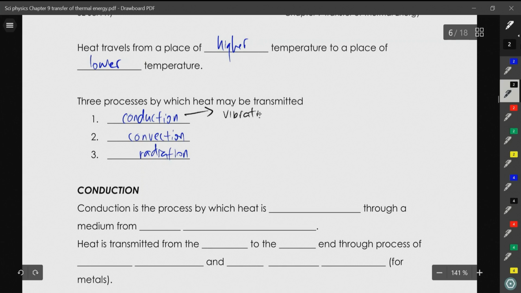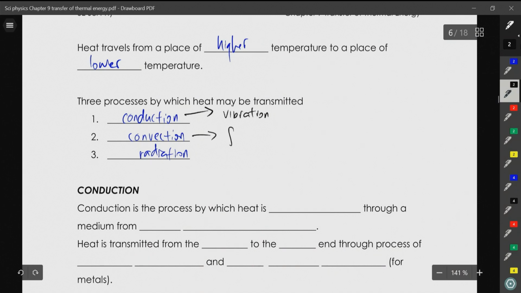Now you may want to make a side note: conduction has to do with vibration. As long as you have particles vibrating, you can transfer heat by conduction. But of course, particles that are closely packed together are always a better medium for heat to transfer through conduction. And that's solid.